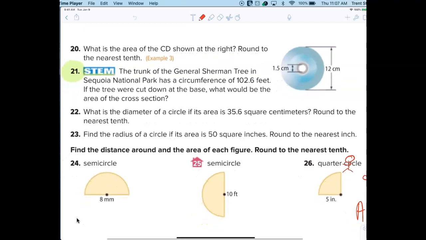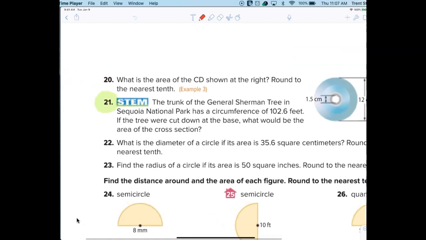So what is the area of the CD? Oh, it's like the donut one. That's exactly what the donut is. So you subtract. Right, except this time they give you the what? They give you the diameter instead of the radius. All right, so let's look at 20. All right, that's a good question.